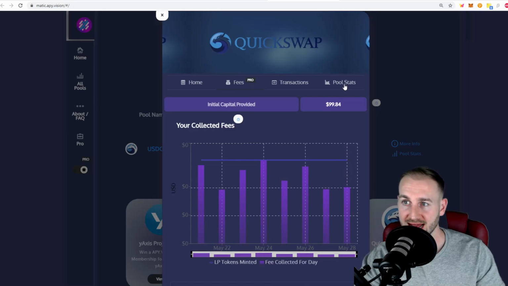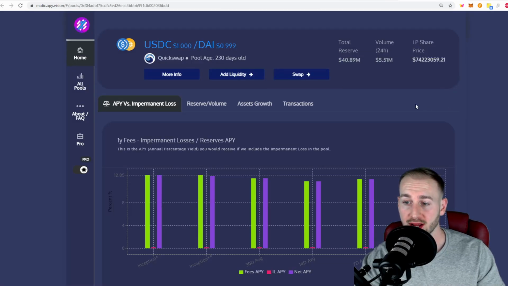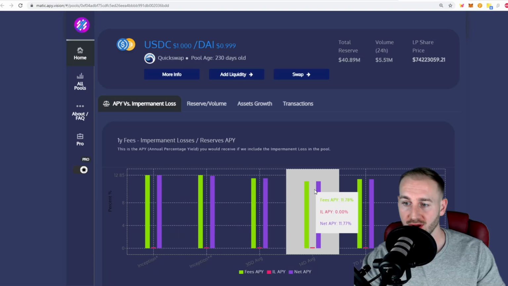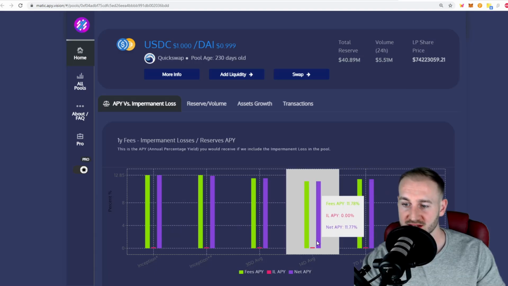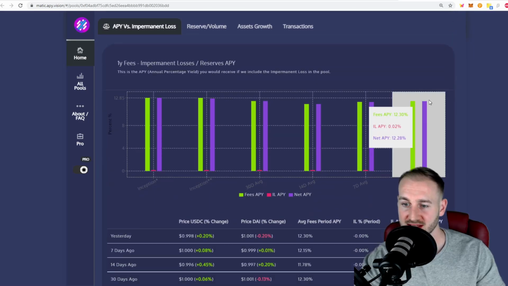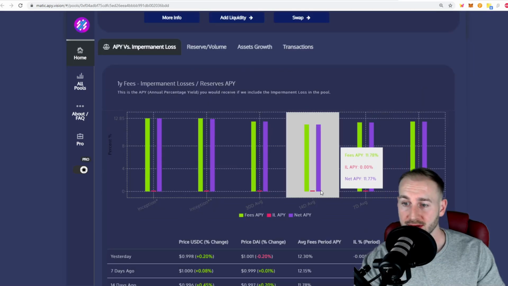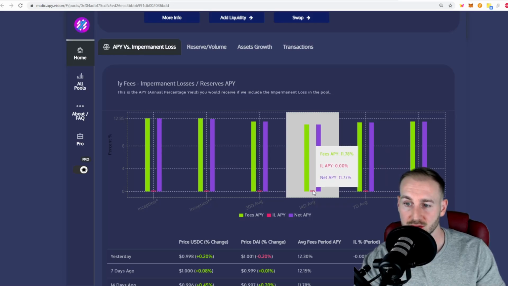And if you click on pool stats, you can see the APY of this pool, and it's just been averaging around 11.78 or around 12.15% over the last 14 and 7 days respectively. At the bottom, there's a red bar down here, and the red bar is the amount of impermanent loss. It's pretty much nothing or negligible at worst, because as I mentioned, these are stable coins.